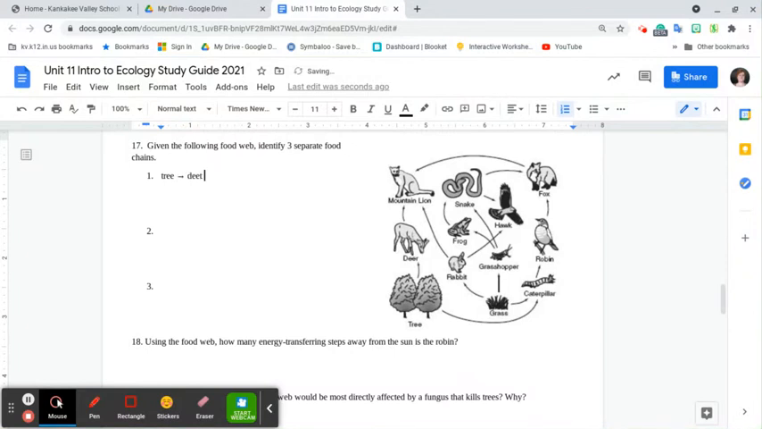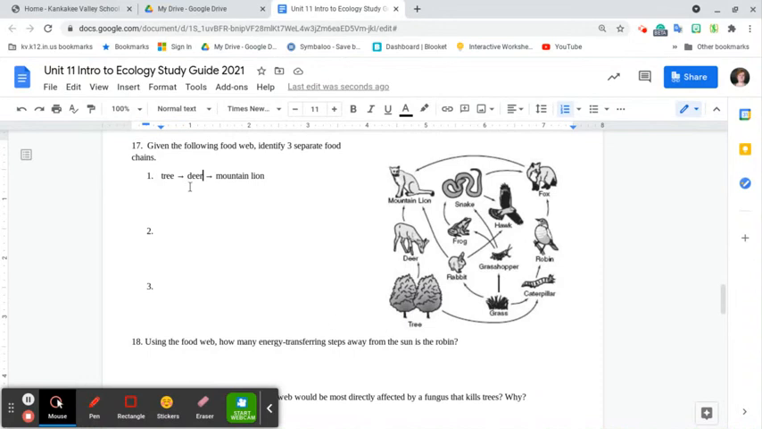to deer to mountain lion. So I misspelled deer. Mountain lion. Deer. Okay, same thing. Find your grass, or go from tree to caterpillar to robin to fox. Or you go from your grass to grasshopper to frog to snake to fox to mountain lion, evidently.